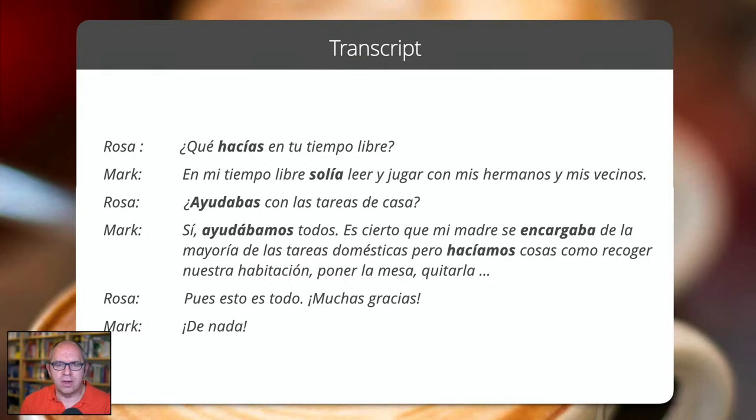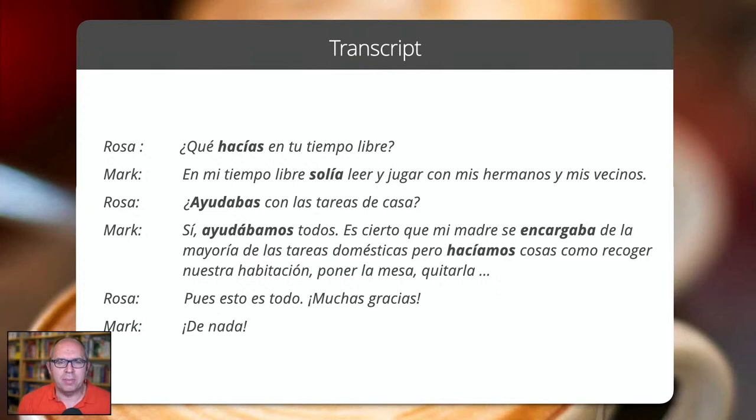What do we do with ER verbs? We take off the ER and add the IAS endings. So, IA, IAS, IA, IAMOS, IAIS, IAN. ¿Qué hacías? What did you used to do in your free time? I say, en mi tiempo libre, solía leer y jugar con mis hermanos y mis vecinos.